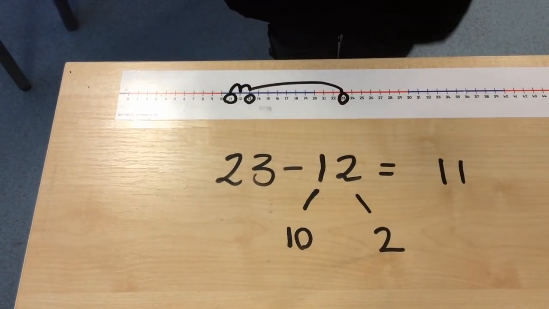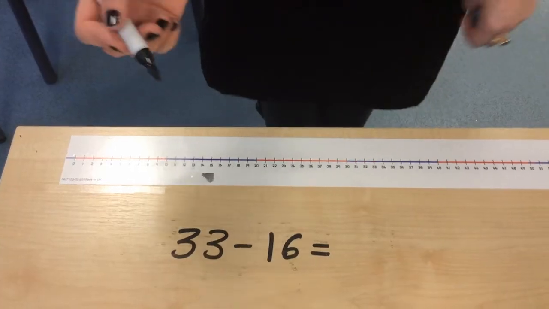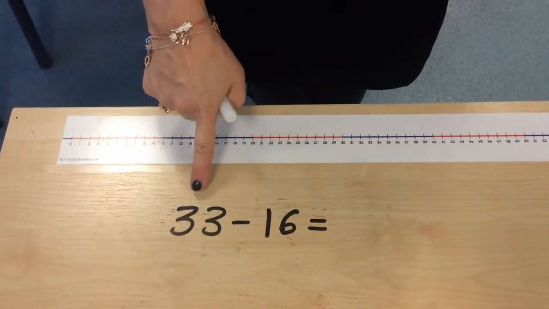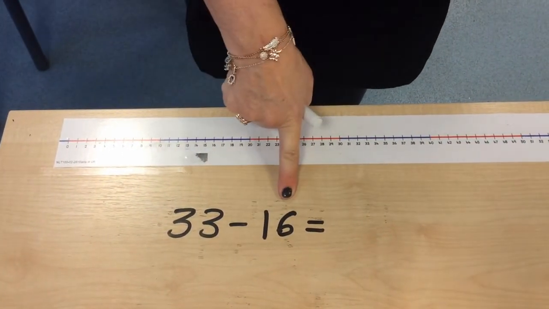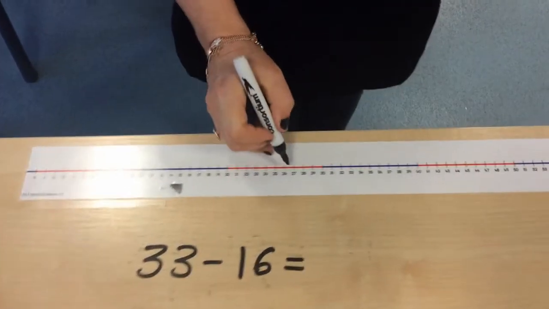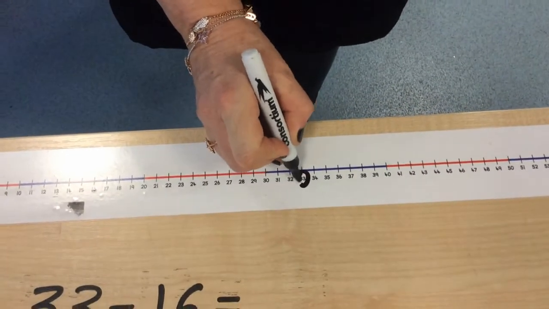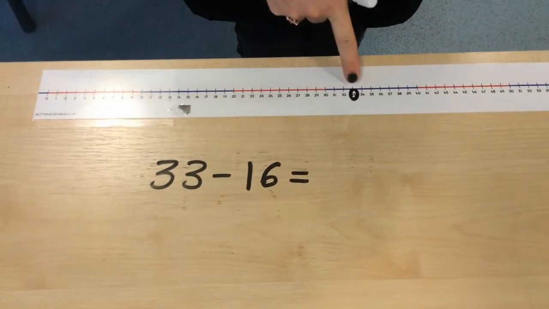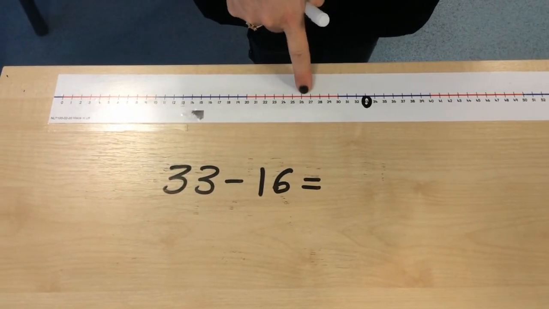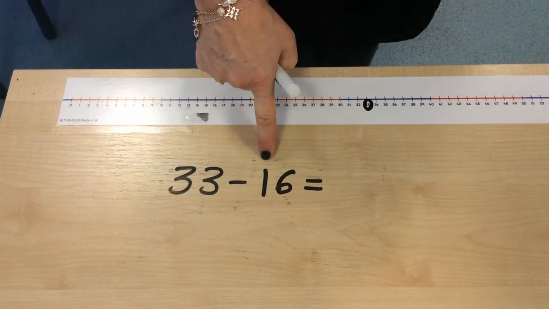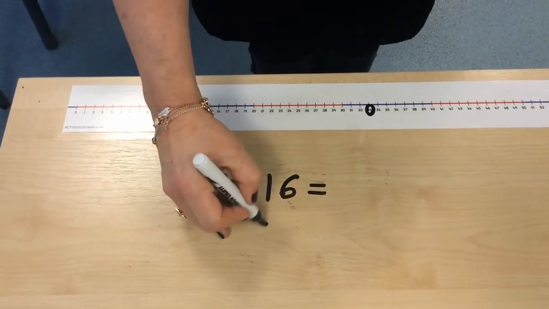Should we try one more of those together? Okay, guys, let's try another one. 33, take away 16. Now, I've got my 33. Take away 16. If I was to keep jumping back in ones till I've jumped back 16, I might be here a long time.